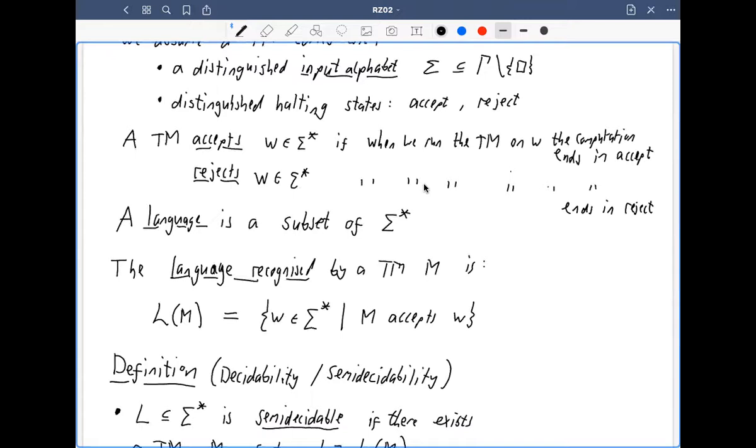The problem with this definition is we can accept a word by running a Turing machine and seeing that the Turing machine accepts the word.